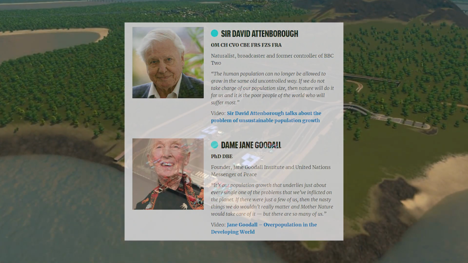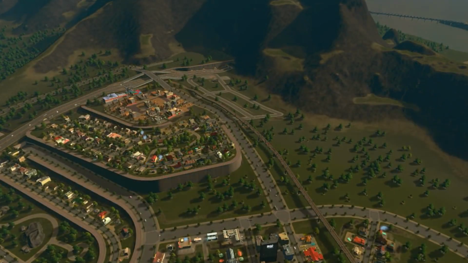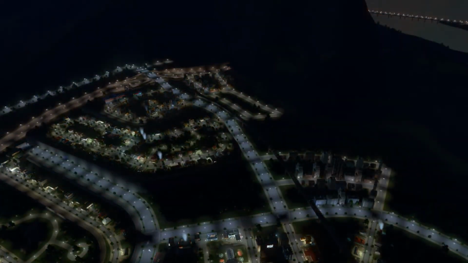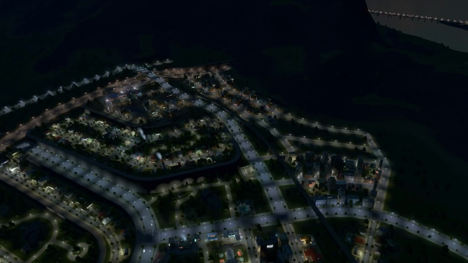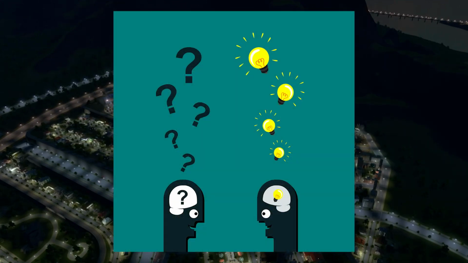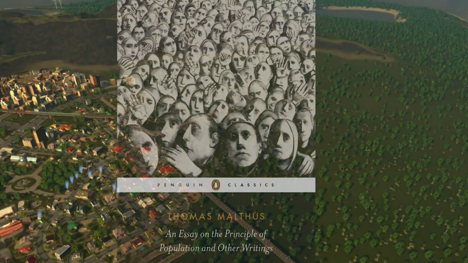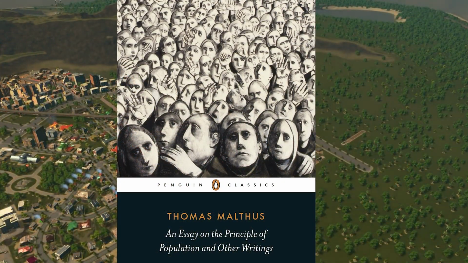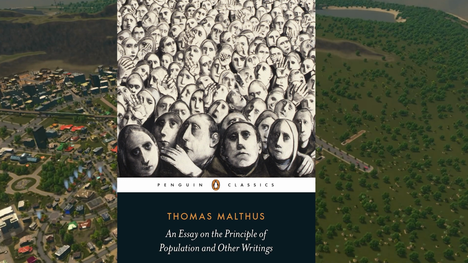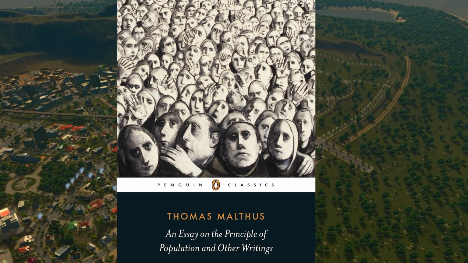Given the prominence of these ideas and what's at stake, it seems there's a need to check the grounding of this theory further. So then, where do these ideas originate? Overpopulation theory has a long history traced all the way back to the ideas of Thomas Malthus and his 1798 essay on the principle of population.